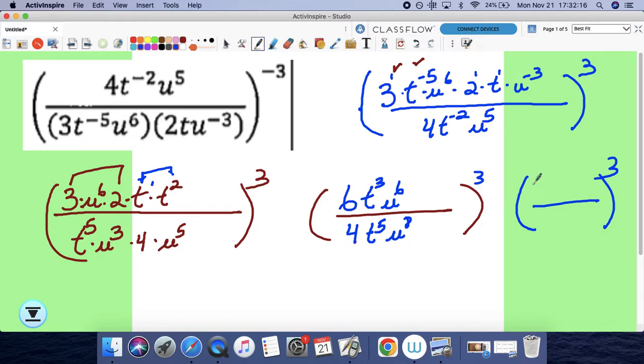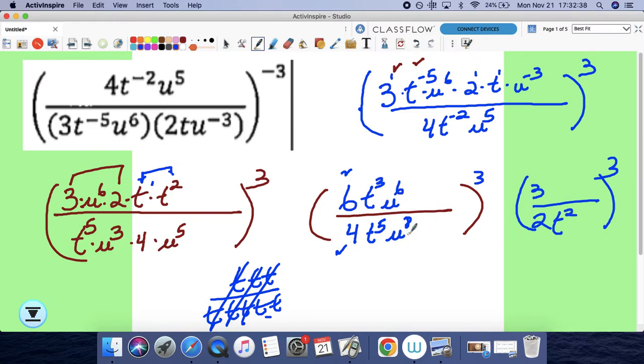6 over 4, also known as 3 over 2. Check, check. t^3, t^5. So that is 3 t's in the top and 5 t's at the bottom. 3, 4, 5. I simplify. Where do I have t's left over? In the denominator. And how many of them? 2. So that's t to the 2nd.